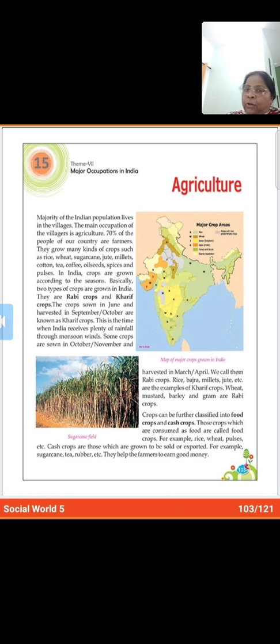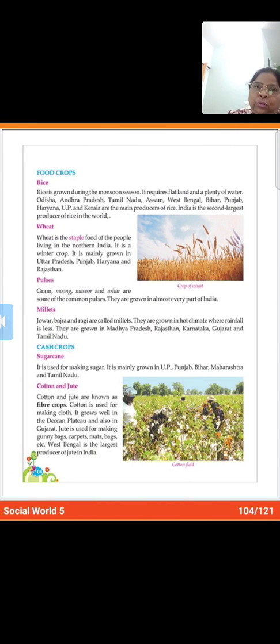First of all I will read and then I will explain it to you. So now turn the page. See, food crops. What are the food crops? Just now I told you what food crops are and what cash crops are. Food crops are used for domestic use, within the country, and cash crops are mainly grown to export or to sell for the international market.